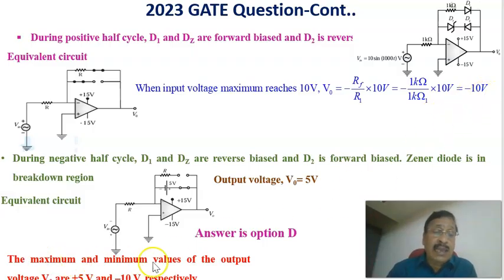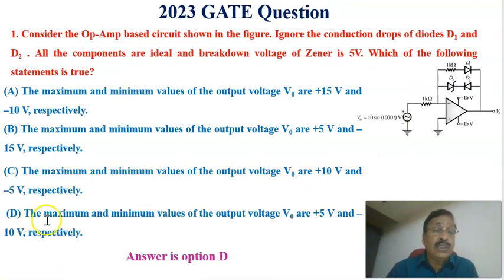Therefore, the maximum and the minimum values of the output voltage are plus 5 volt and minus 10 volts respectively. Therefore, the answer is option D. You can see that here. The answer is option D: the maximum and minimum values of the output voltage are plus 5 volt and minus 10 volt.